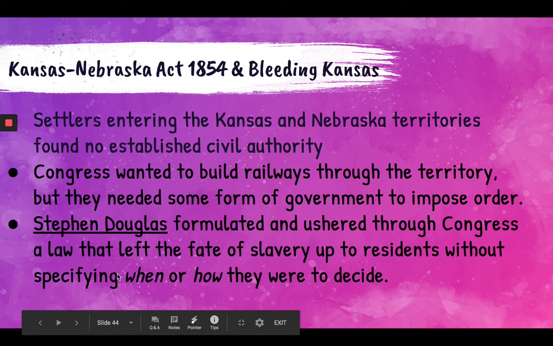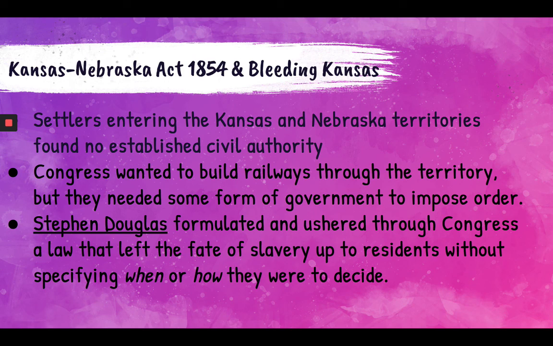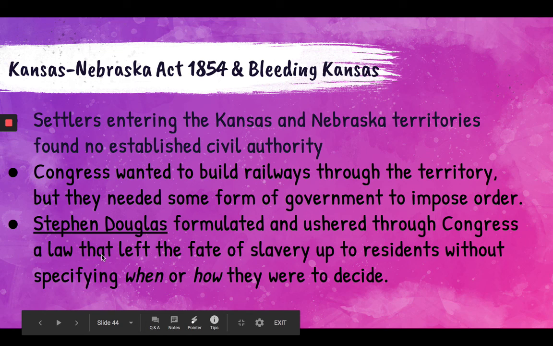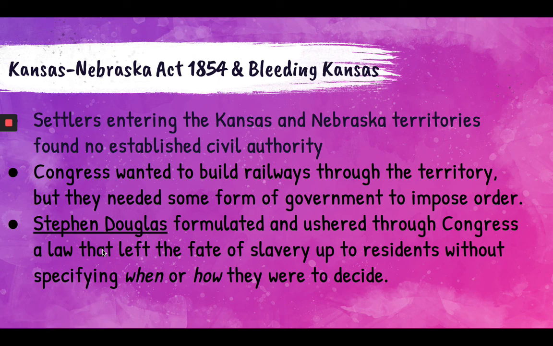Continuing with the discussion of how the issue over free or slave state would lead to the Civil War, the Kansas-Nebraska Act. Kansas and Nebraska were a territory, and of course, if that territory wants to become a state, they need to decide, are we going to be free or are we going to be slave? Are we going to choose for ourselves through popular sovereignty, or is the federal government going to make that decision for us? Settlers entering the Kansas and Nebraska territory found no established civil authority. There was no government there.